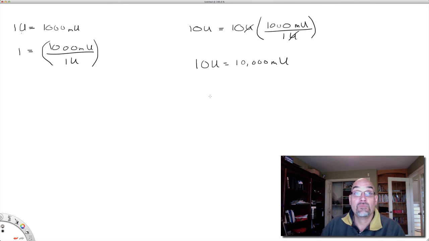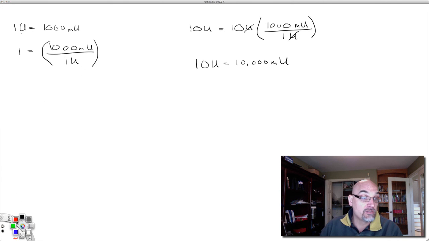And that's it. Now, you're going to have some questions in here where you have multiple conversions going on. You're converting hours to minutes, and units to milliunits, and liters to milliliters. And it's going to be easier for you if you use these conversion factors and plug them in and keep the units there so you can make sure that the conversions are going in the right direction. That's one nice thing about doing it with the units.